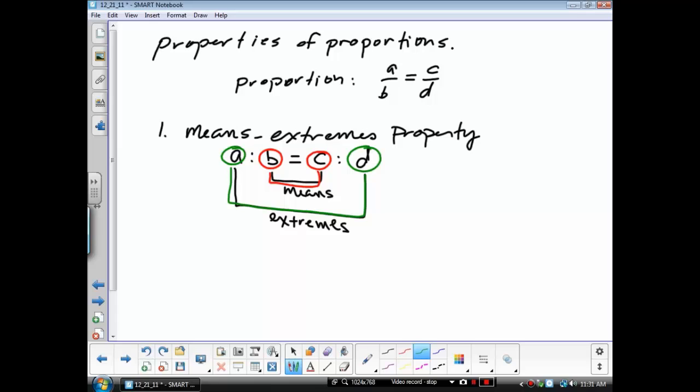Now, let's come back to our more traditional way of writing a proportion. A is to B as C is to D. And let's re-identify the means and the extremes. The means are B and C. The extremes are A and D. Notice that the means and the extremes are positioned diagonally from each other, right?